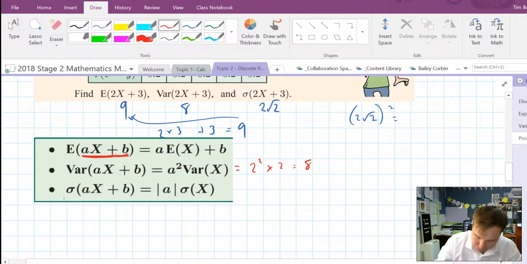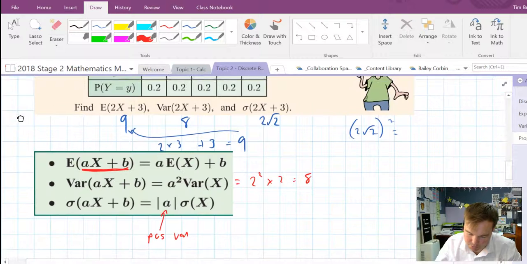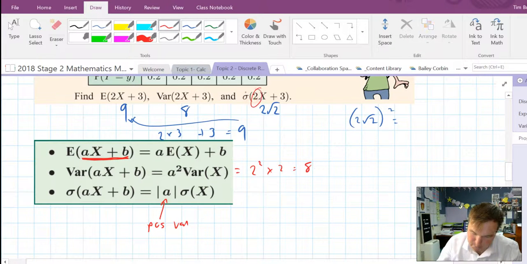Now here, standard deviation is mod a times the original standard deviation. Mod a is, I'm not sure if you've seen this before, but the modulus of a, or the absolute value, meaning the positive value of a. So a here was 2, but even if it was minus 2, we'd still write 2 when doing this. So that is just 2 root 2.